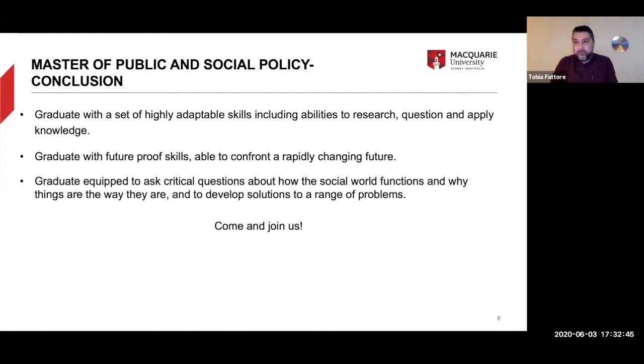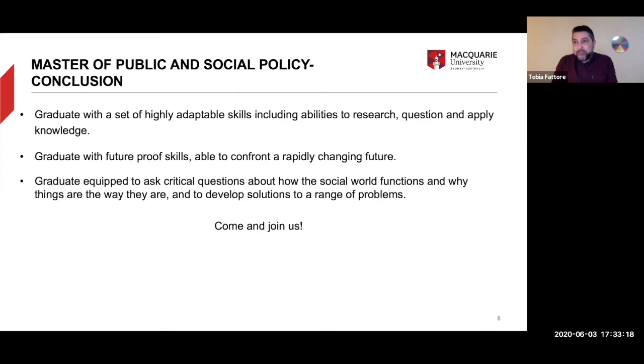It qualifies you with a set of skills that are highly adaptable. In particular, the degree emphasises abilities to research, adapt, and apply knowledge. And this gives Masters of Public and Social Policy graduates a real advantage, because in the near future, jobs that exist now will no longer exist, and others will have been created but we don't even know of yet. And even within existing jobs, the way of doing things may alter dramatically.